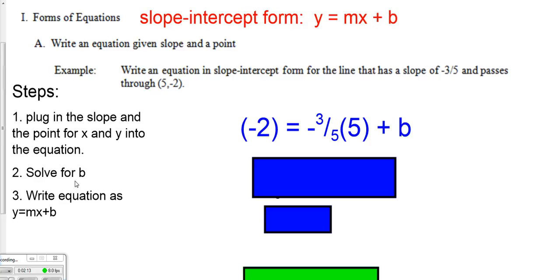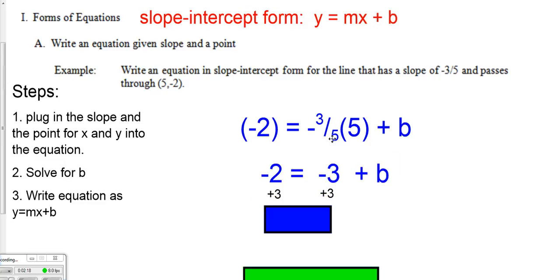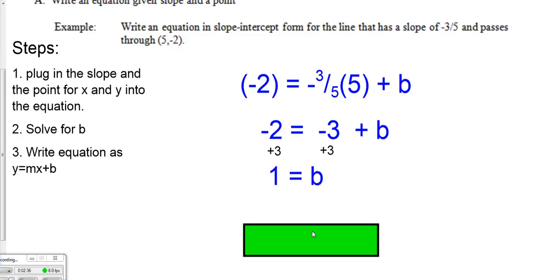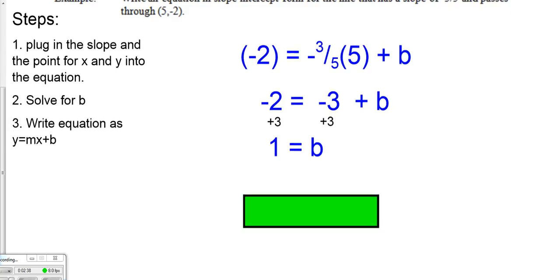So now we need to solve for b. We need to get b all by itself. So we multiply this -3/5 times 5, and we would get -3. So -2 equals -3 plus b. To get b alone, we just add 3 to both sides, and we'll get that b equals 1, or 1 equals b. b is the same as saying 1. So we know right here, that's our m value, that's our b value. We have m and b.